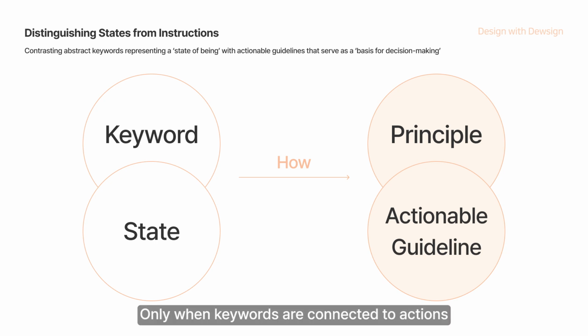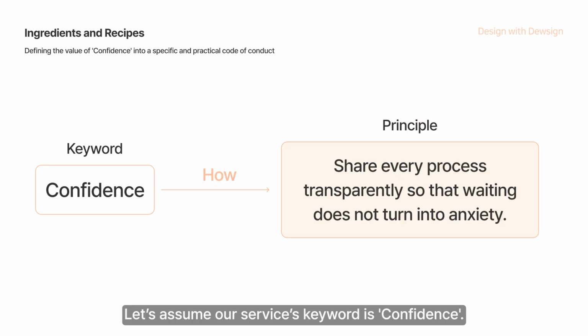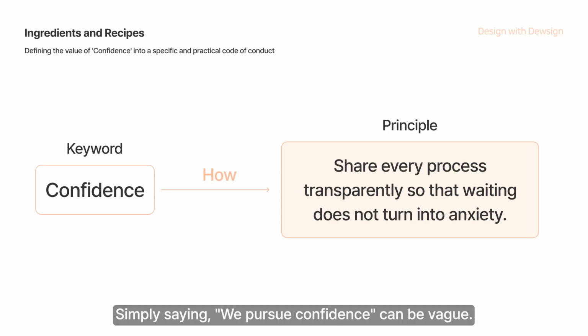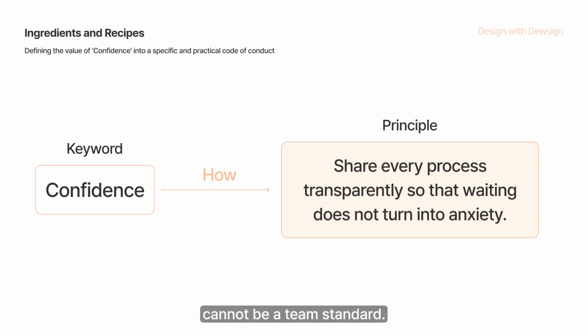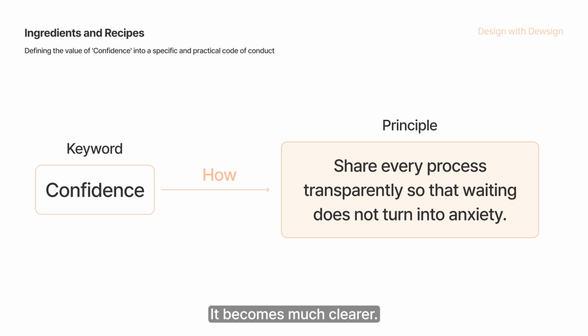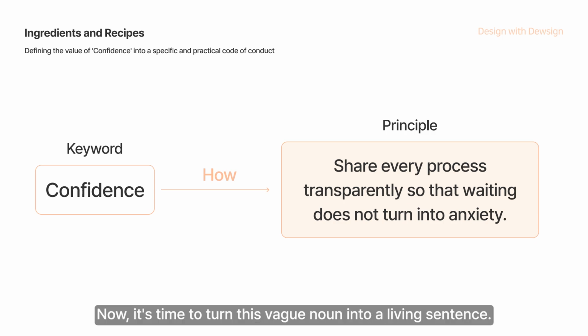Only when keywords are connected to actions do they gain true power as principles. Let's assume our service's keyword is confidence. Simply saying, "We pursue confidence" can be vague. A word that everyone interprets differently cannot be a team standard. What if we replace it with this principle? Share every process transparently so that waiting does not turn into anxiety. It becomes much clearer. Now, it's time to turn this vague noun into a living sentence.